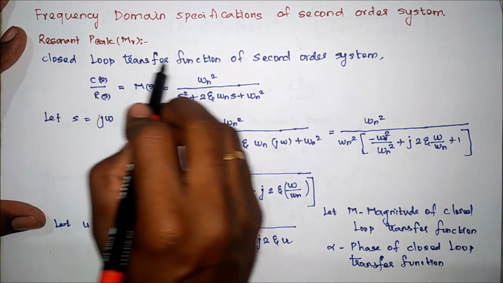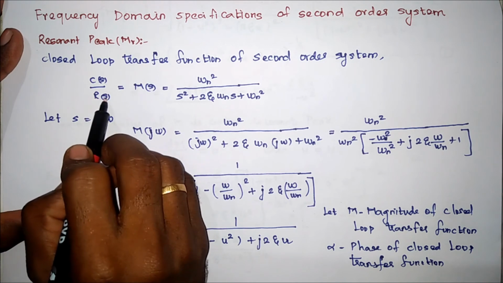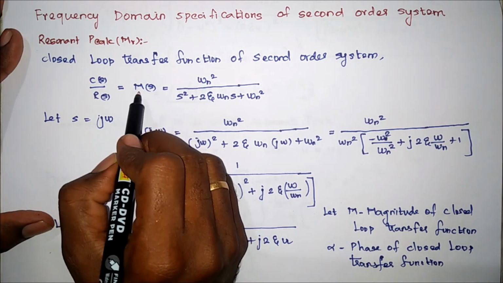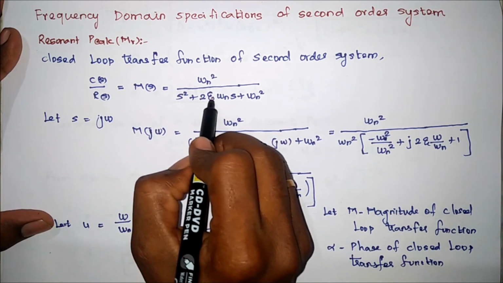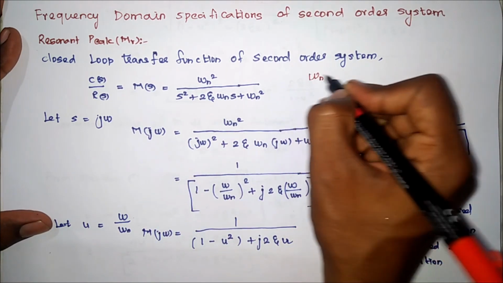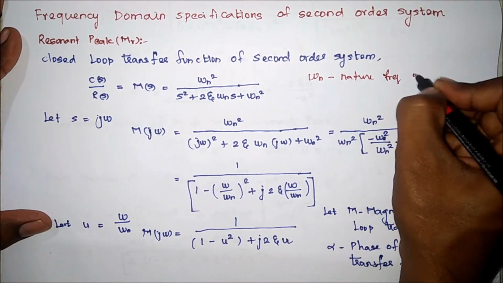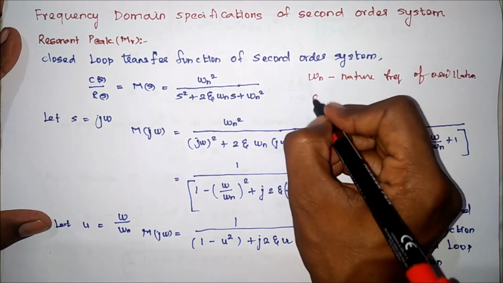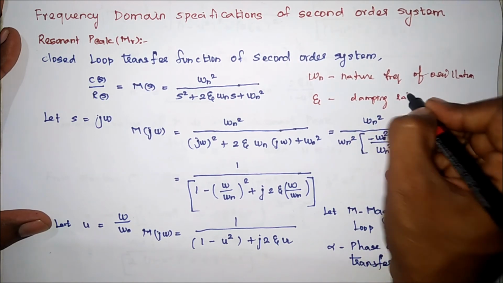So the closed loop transfer function of second order system. This is the standard function C of s divided by R of s. This is the transfer function. For frequency domain, we can say transfer function M of s equal to omega n square divided by s square plus 2 eta omega n s plus omega n square. So we know omega n is natural frequency of oscillation, eta is nothing but the damping ratio. This we all know already.